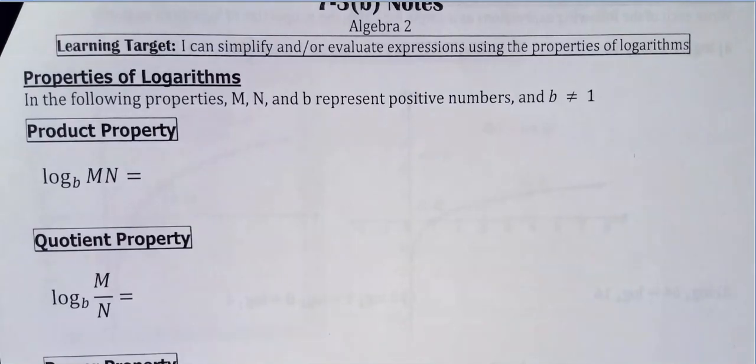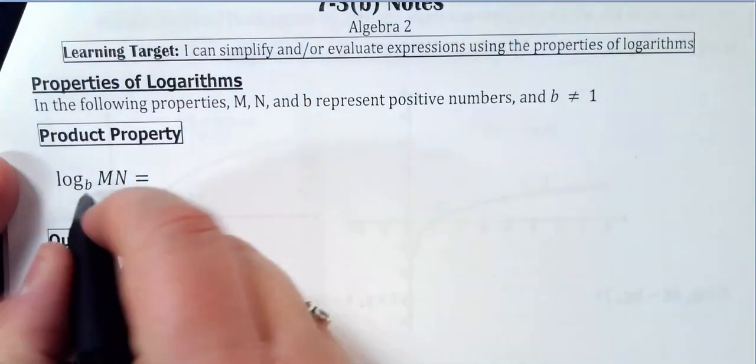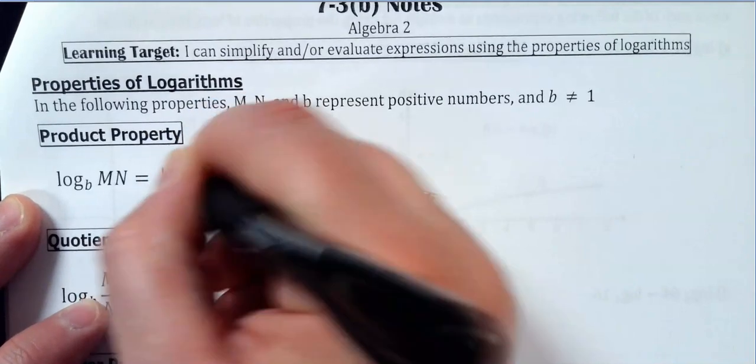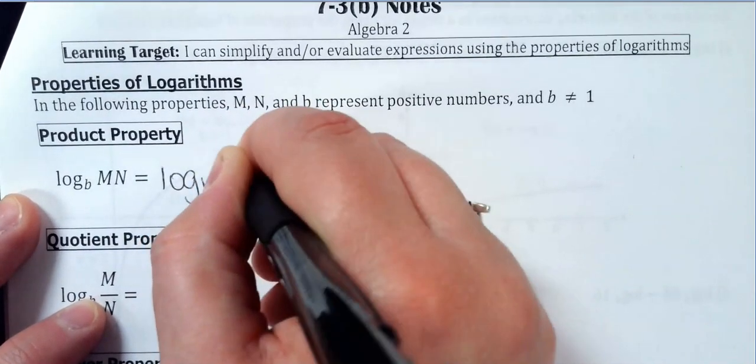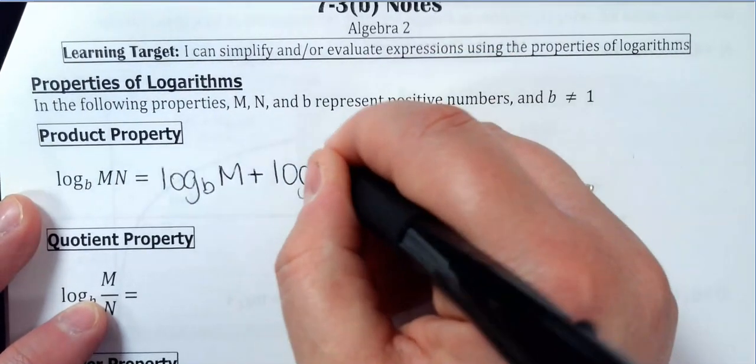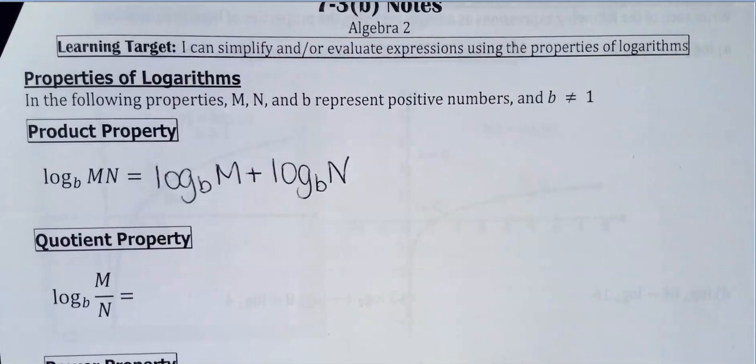So the actual product property, product means I'm multiplying 2 things together. So this says log base b of m times n. You can break this apart into the log base b of m plus the log base b of n. So multiplied, when it's put together, you can break that apart with addition. And sometimes it depends on the question. Sometimes it's useful to break it apart. Sometimes it's useful to put it together. So we want to make sure we understand how to do both. So multiplication turns into addition when you break it apart.